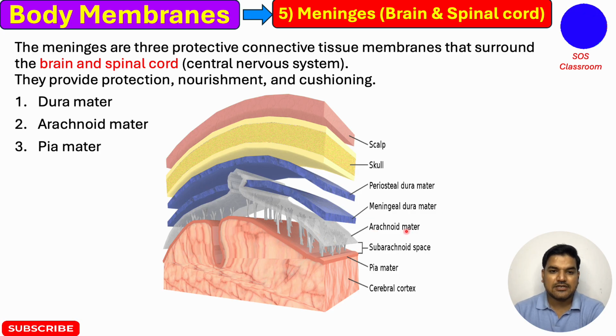Second is the arachnoid mater. This is the arachnoid mater. And last is the subarachnoid space, and last is the pia mater. This space is called the subarachnoid space. And this is the cerebral cortex. So this space, the subarachnoid space, lies between the two layers, the arachnoid mater and pia mater. This is the pia mater and this is the arachnoid mater. The space between them is called the subarachnoid space. And in this space, there is fluid present called the cerebrospinal fluid.